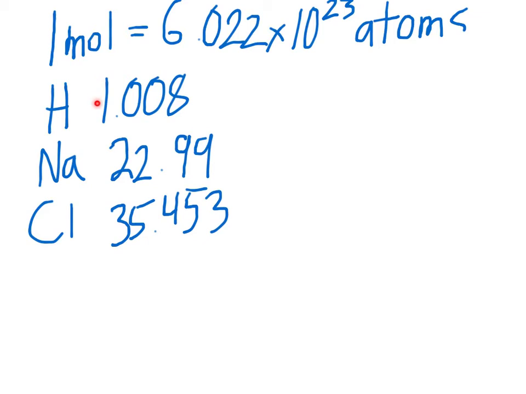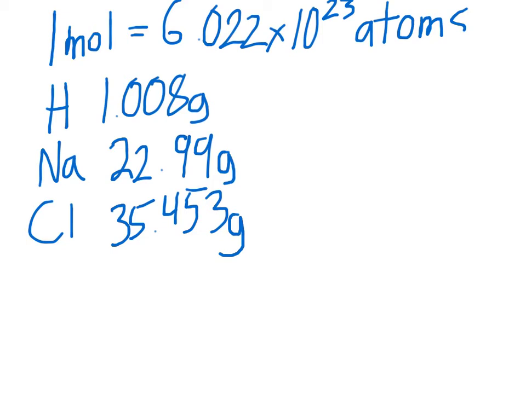These numbers right here are the amount of grams that 1 mole of the element weighs. So 1 mole of hydrogen weighs 1.008 grams, 1 mole of sodium weighs 22.99 grams, and 1 mole of chlorine weighs 35.453 grams.